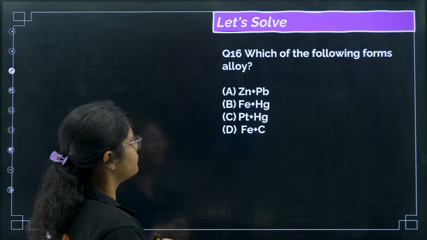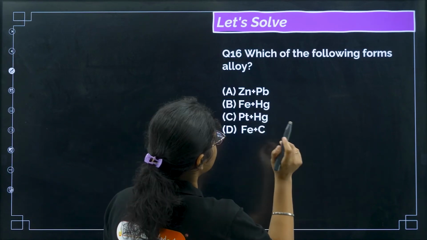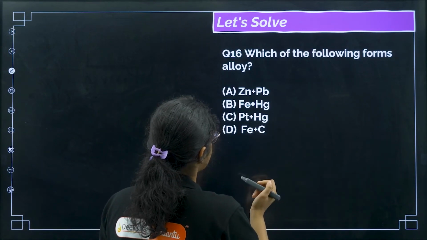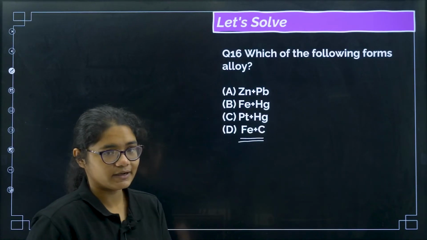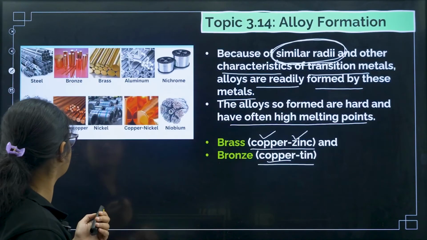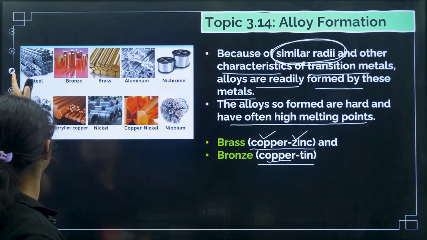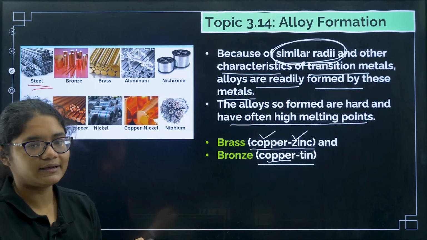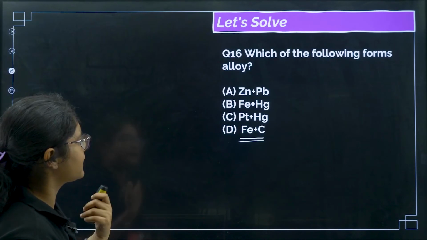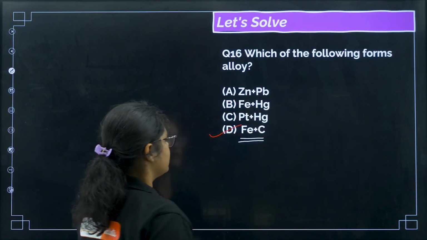Which of the following forms alloy? Okay, so which of the following forms alloy? So, we have just seen here iron and carbon. Okay, iron and carbon can form steel. I think we have written here something. Steel is there, right? So, steel is made up of iron and carbon. So, which of the elements can form your alloys? So, that is Fe plus C.